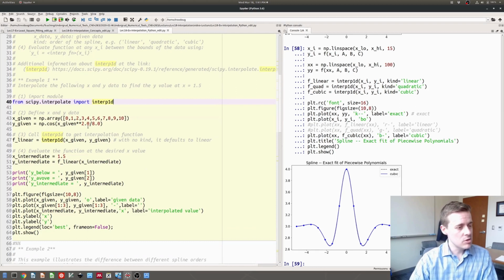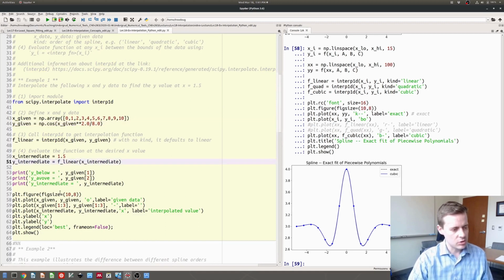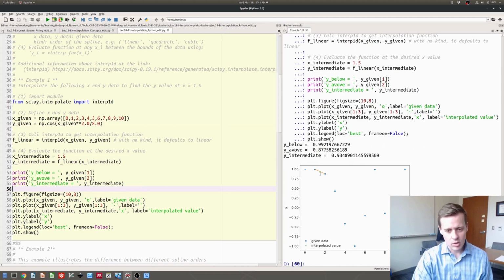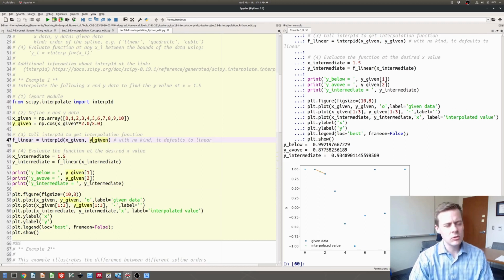What you do if you're given some data, here's my x and y data, and maybe it's useful to plot that data to show you what it looks like. Here's what a plot of that data looks like, from some complicated function. To interpolate, you call interp1d and you give it the x and y data. That's all you need to do. What it returns is a function that you can evaluate.